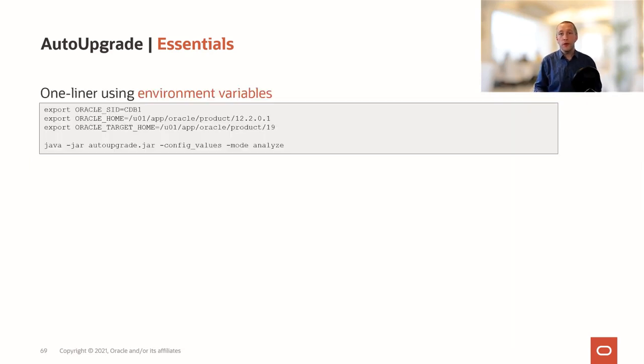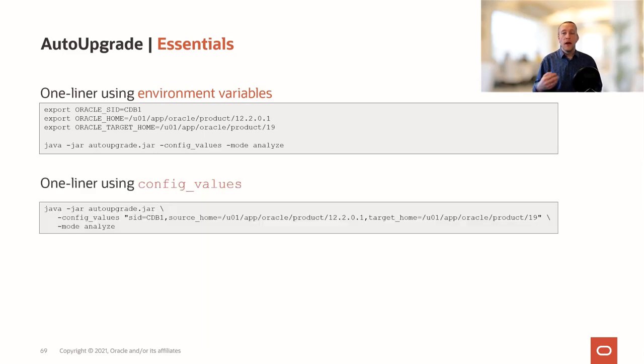If you prefer, you can also use environment variables to specify some of the input, so you can start AutoUpgrade in just one command. In addition to that, you can use AutoUpgrade and the config_values option to specify anything that you would put into your configuration file directly on the command line. So instead of having to write a configuration file and then refer to that, you can simply specify it in one long command line. Now that I've covered the basics, it's not over.